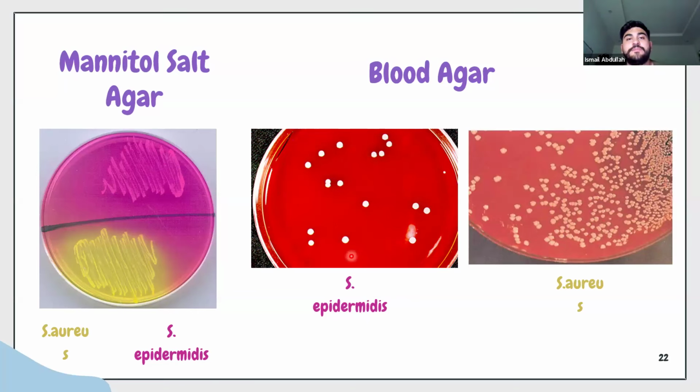So, takeaway as a summary overall, Staph aureus is going to be positive for everything. It's going to be positive for catalase, positive for DNase and coagulase, and it's going to appear goldish in both blood agar and mannitol salt agar. Staph epidermidis is just going to appear white on blood agar, and on mannitol salt agar it's just going to remain pink because it does not ferment mannitol.